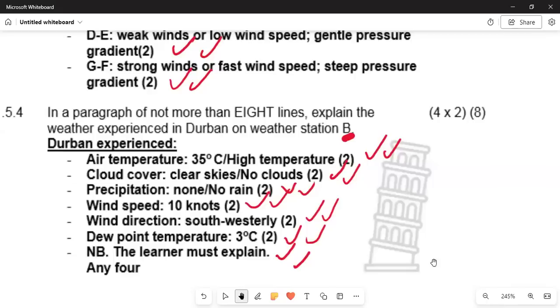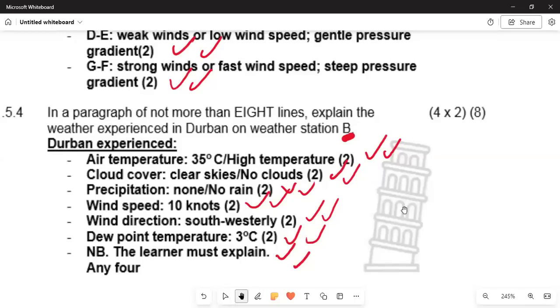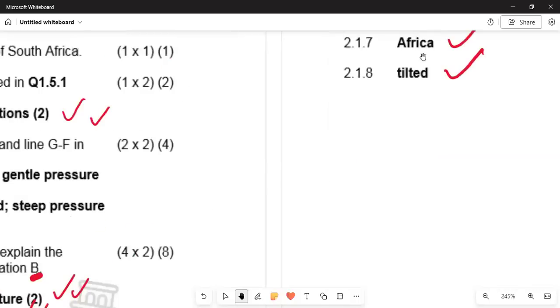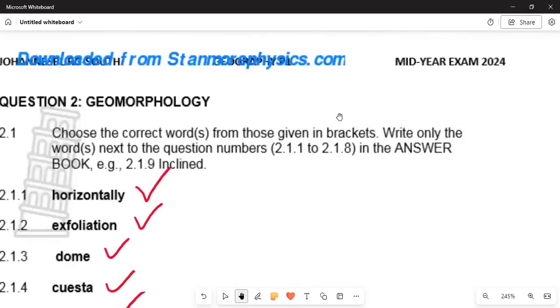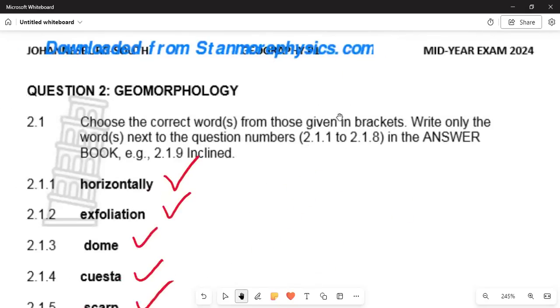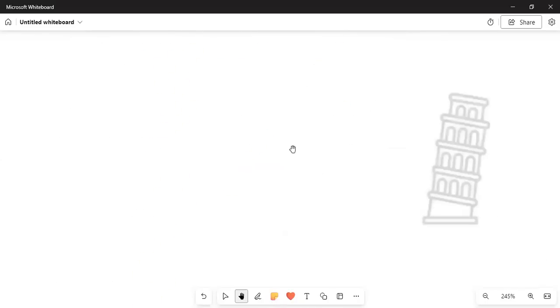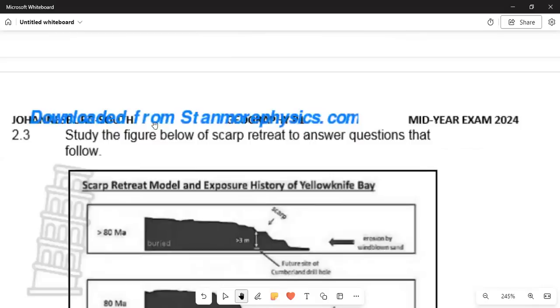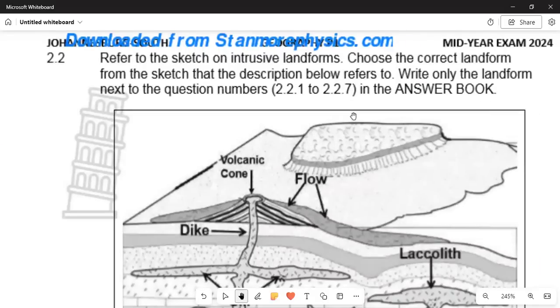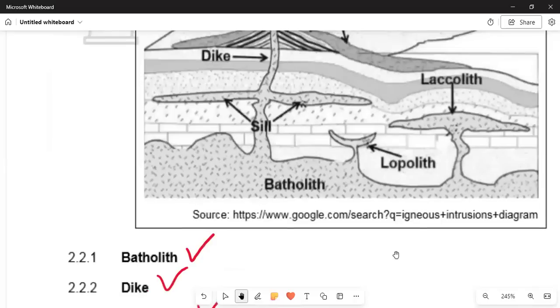Okay, and then I want us to move on again to what we are supposed to do. You can see that we have questions on geomorphology. We are given a question to say choose the correct words from the brackets and then give the correct answer, which is included there. All right, this is the question. Refer to the sketch, only the letter next to the question number. These are the concepts.